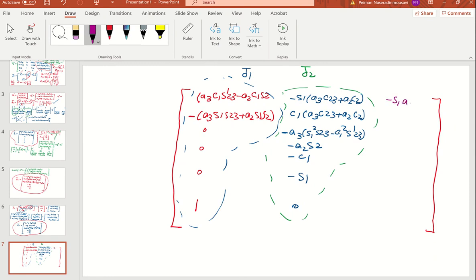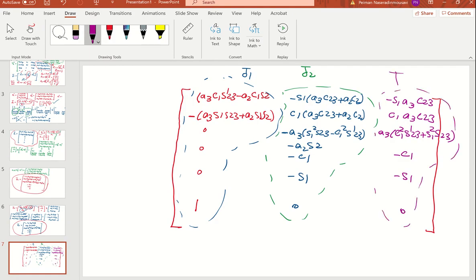minus S1 A3 cosine 2 3, cosine 1 A3 cosine 2 3, A3 cosine 1 square sine prime 2 3 plus sine 1 square sine 2 3, and the rest is minus cosine 1, minus sine 1 and the 0. And this is your J3, and in total this matrix is the J matrix. It's a Jacobian.